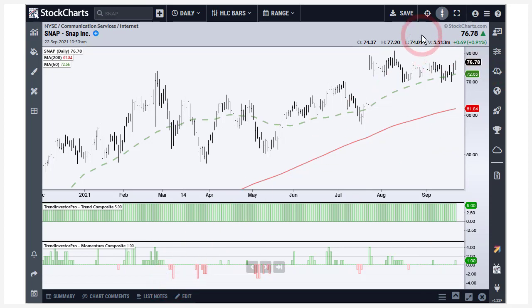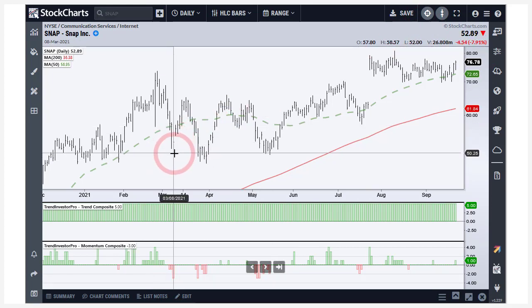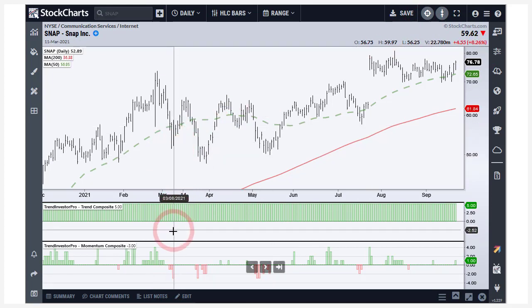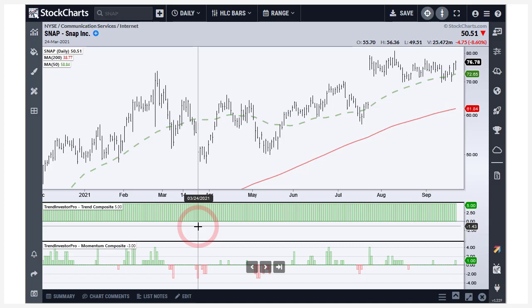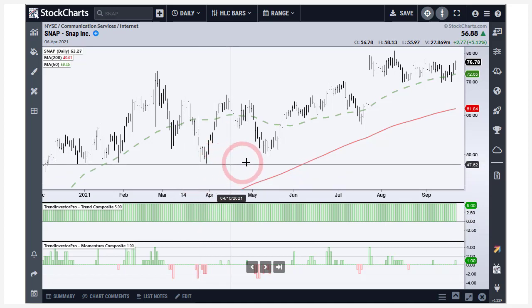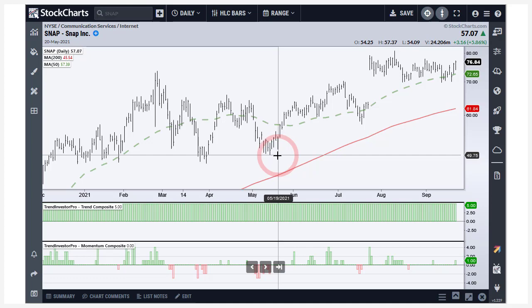So I'll put on the crosshairs so you can see. So there it hits -3 in early March, March 8th, and we get a bounce. It's -3 on March 24th, and we got a bounce. And then if we go forward, it hits -3 in early May, and we stabilize and then get a bounce.